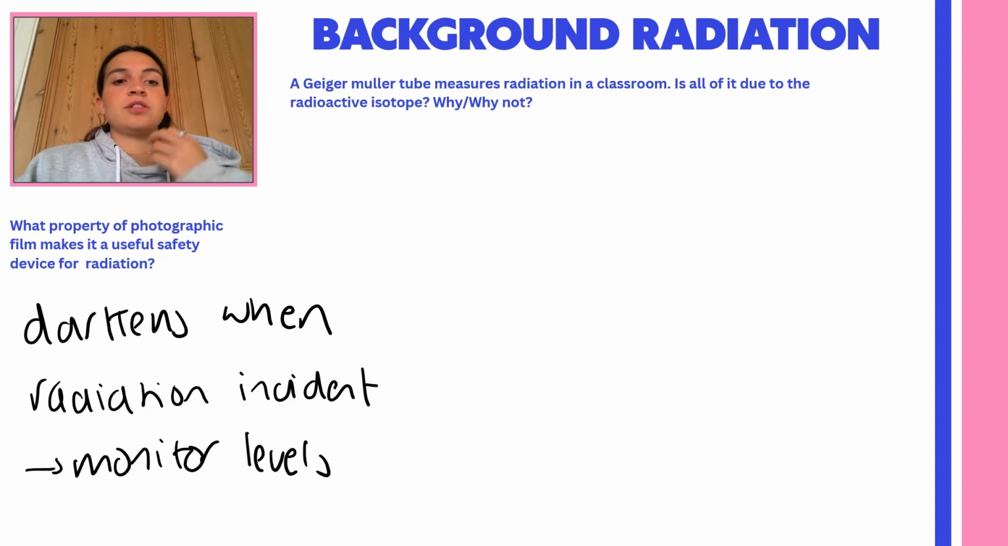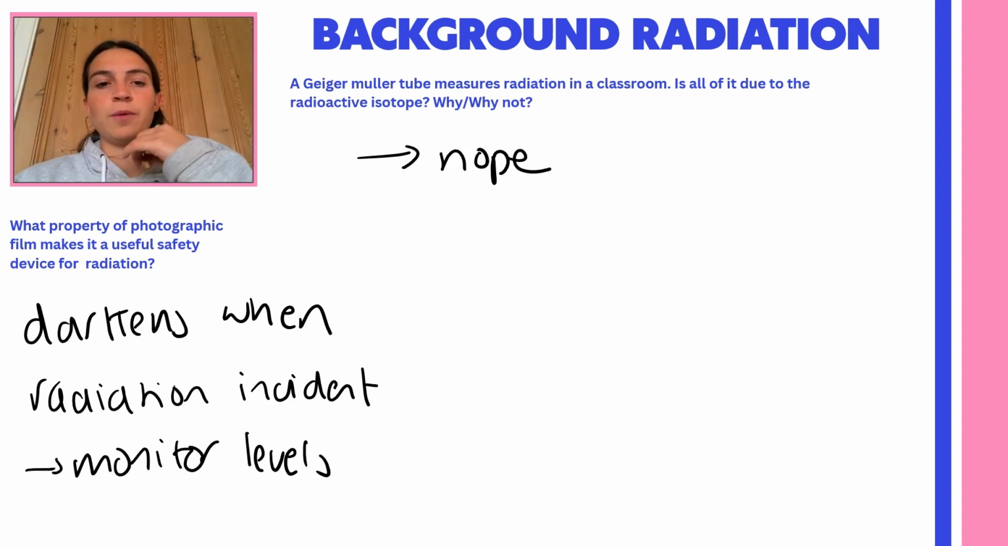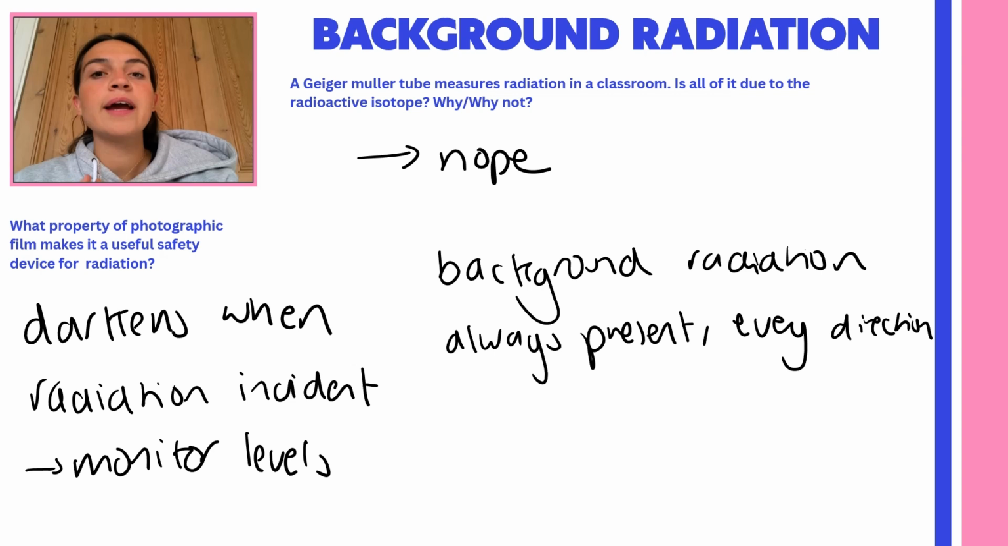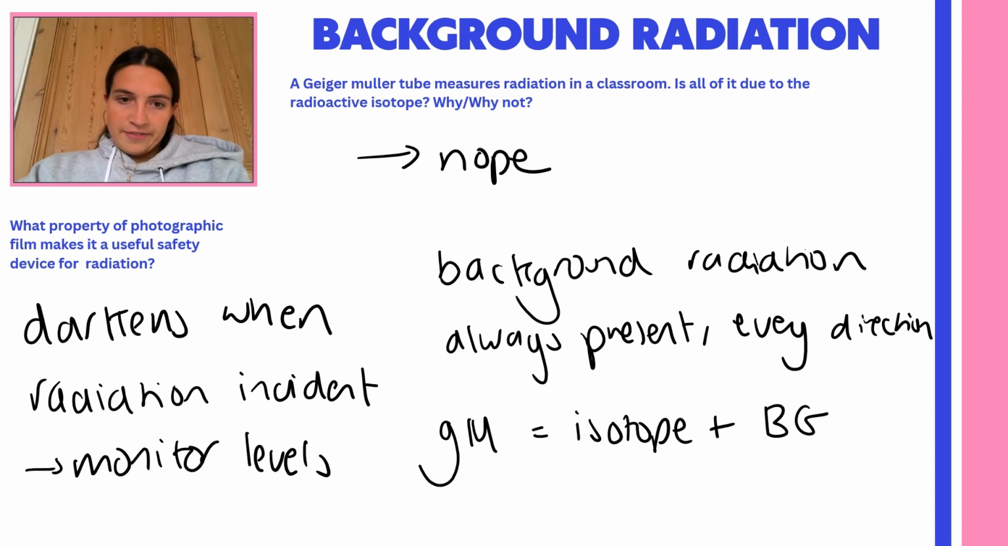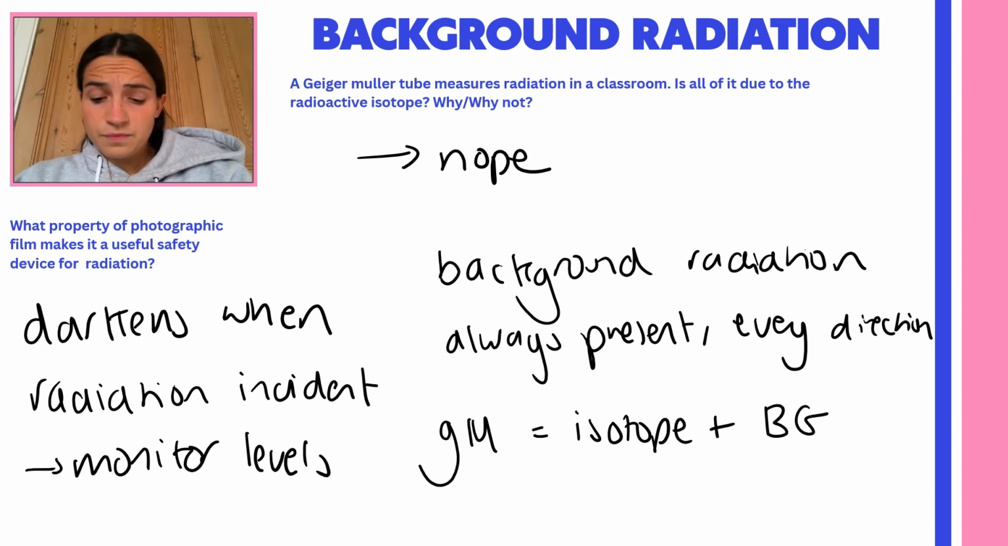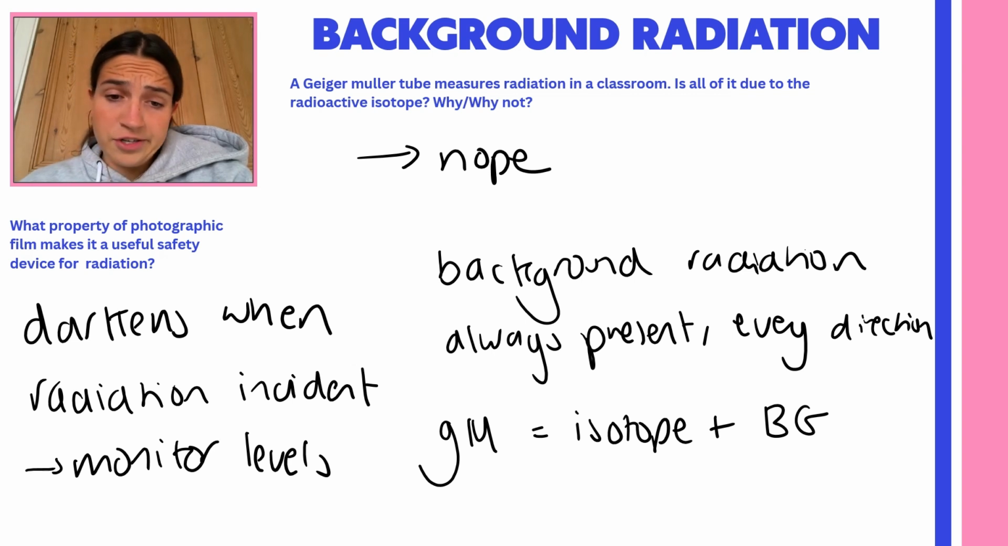Okay, a Geiger-Müller tube measures radiation in a classroom. Is all of it due to the radioactive isotope? Why or why not? Nope, it is not. Why? Because we have background radiation. That is radiation which is present in every direction, and that will also be counted on the Geiger-Müller tube. So whatever your count rate is on the Geiger-Müller tube, that is equal to the radiation from your isotope plus the radiation due to background radiation.